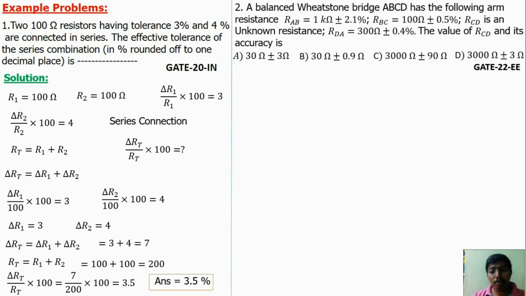Next, the second question is from the GATE 2022 electrical engineering paper. Here a balanced Wheatstone bridge is given, and one arm resistance is given. We want to find another arm resistance.